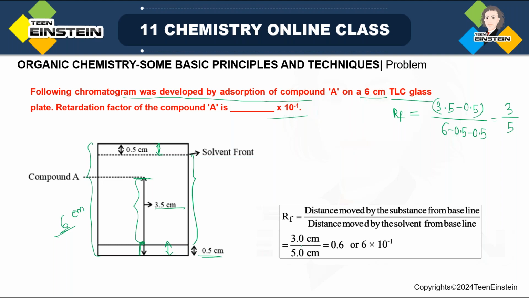So see here the RF value, distance moved by the substance from the baseline, which is 3 centimeter. How you are getting is 3.5 minus 0.5. Then in the denominator, distance moved by the solvent from the baseline, and that distance is basically 5. But how you are getting it? 6 minus 0.5 minus 0.5. So ultimately you are getting the ratio 0.6, but you have to write it in this format because that is the format given in the question. But your answer will be 6, integer type of question. 6 into 10 to the power minus 1 means it is actually 0.6. So 0.6 is the RF value, but fill in the gap, that value will be 6.